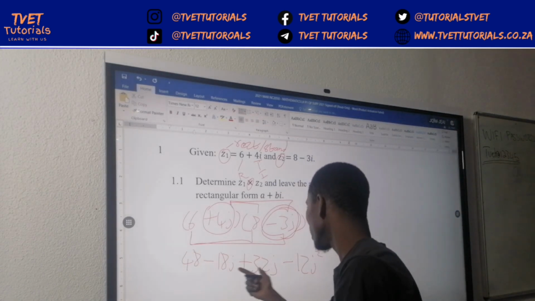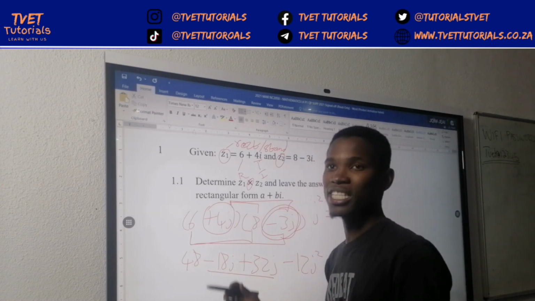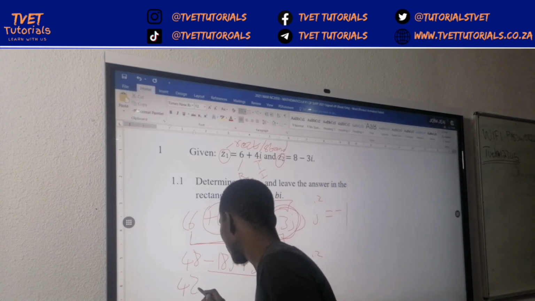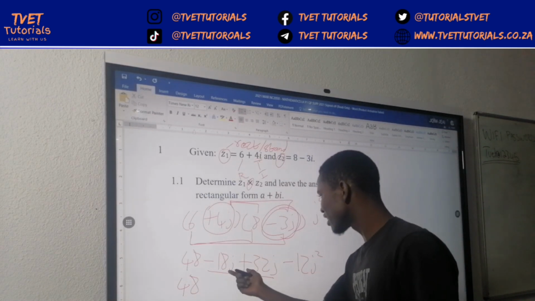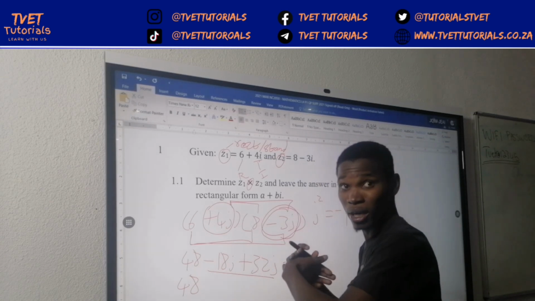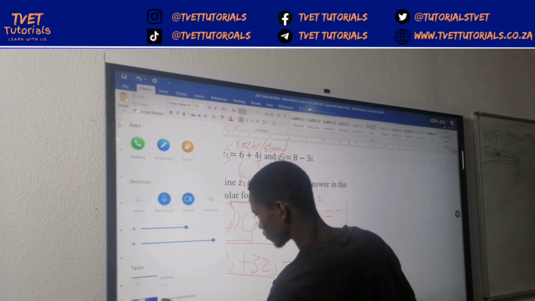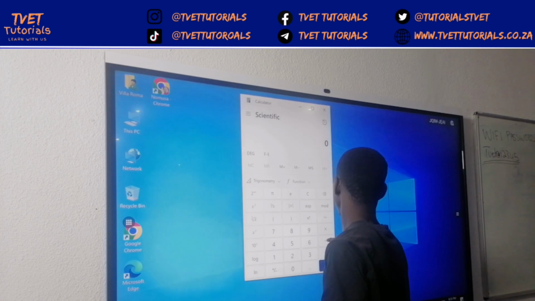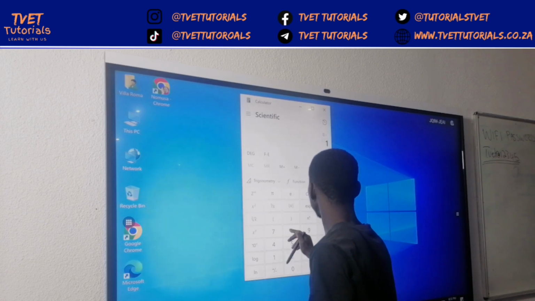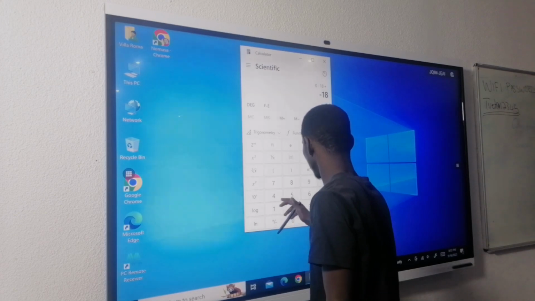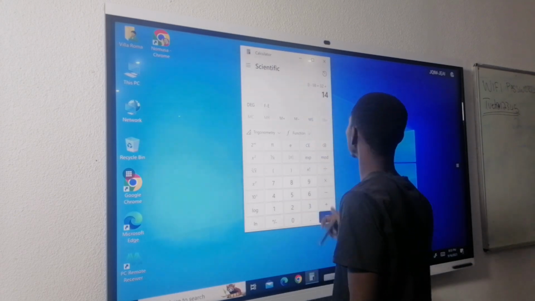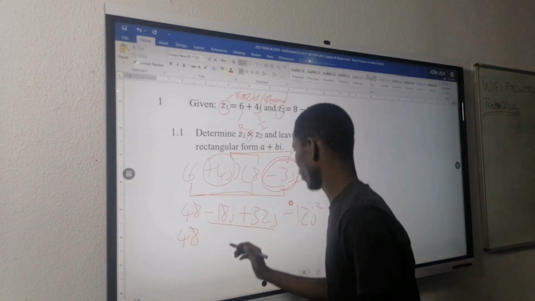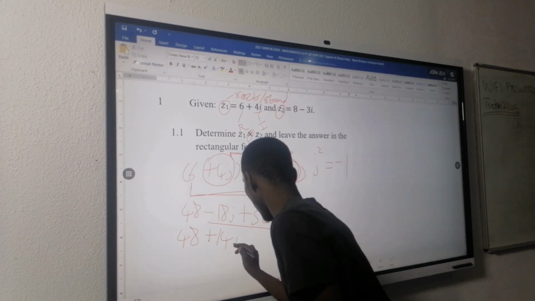And this one, negative 18i and 32i, they both have i's. This means they are like terms, right? Remember, we add the like terms. This 48, I will write it the way it is. I will say minus 18 plus 32, because both of them go with i, which will give us positive 14. It will be positive 14i, right?